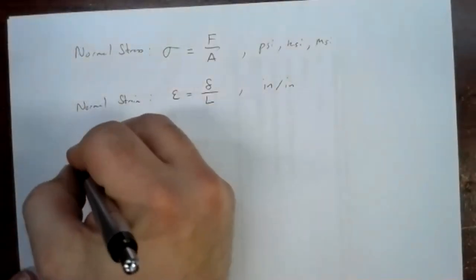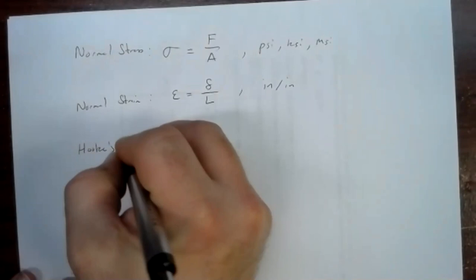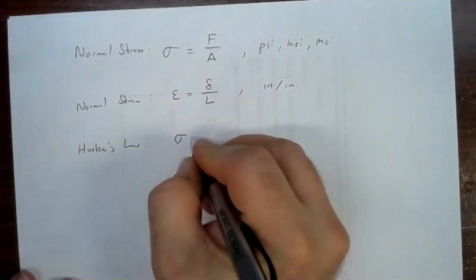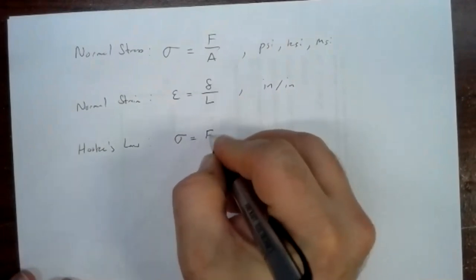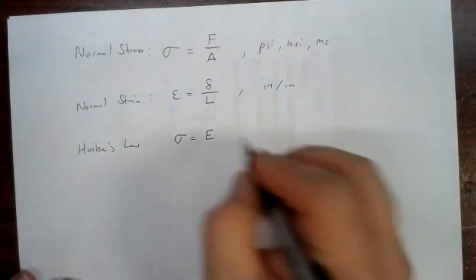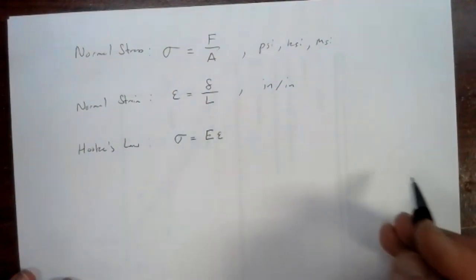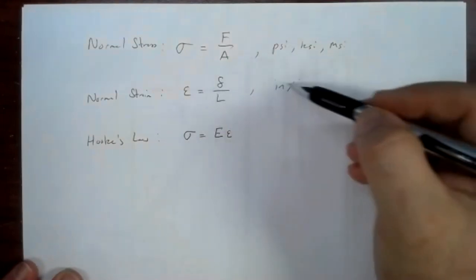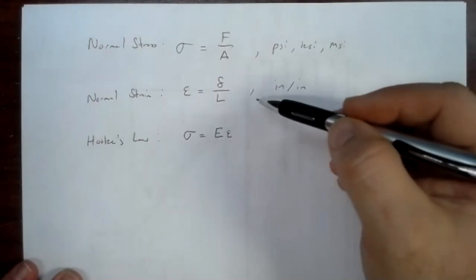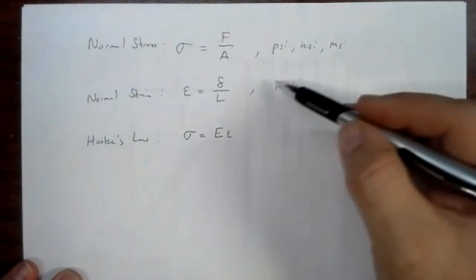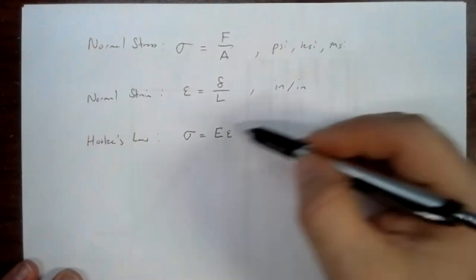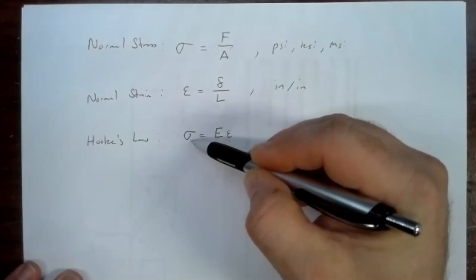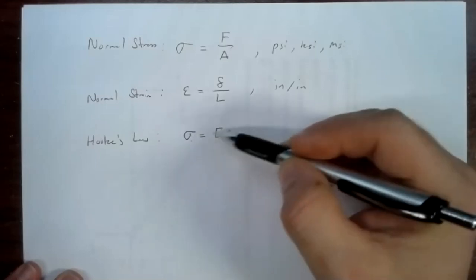So we have Hooke's law. That's the next big equation. And that says that stress equals the Young's modulus, or modulus of elasticity, times the strain. Now the strain is typically a very small number, usually thousandths of an inch or millionths of an inch per inch. Very small number. Stress is usually pretty big: thousands of pounds per square inch, millions of pounds per square inch.